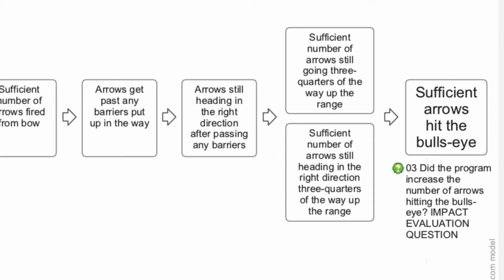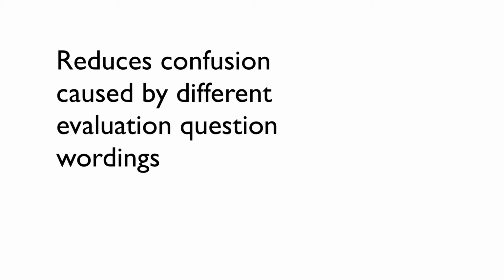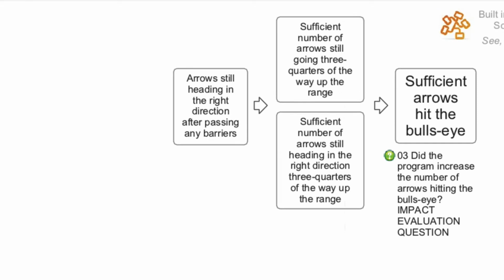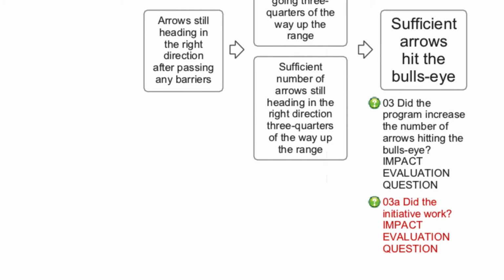And that's the great power of mapping your evaluation questions onto your model. It lets you see the type of question, and it clarifies where it lives in the visual outcomes strategy model, intervention logic. It reduces confusion also, which is caused by different evaluation question wordings. People will often suggest different wordings for an evaluation question, and having them mapped onto the model really helps with this. For instance, here is a question someone may suggest, did the initiative work?